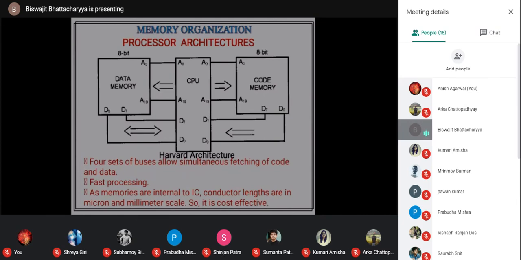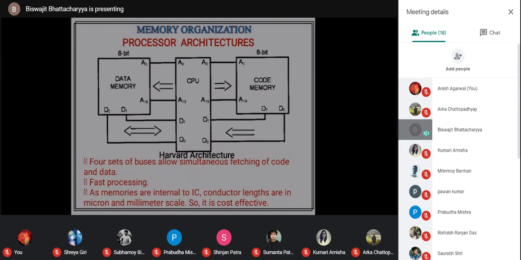But in most of the microcontrollers manufactured by other manufacturers, okay, the Harvard architecture is followed. There, in the microcontrollers, mostly the memories are internal to the ICs. So conductor lengths are quite small, so multiple buses can be allowed.